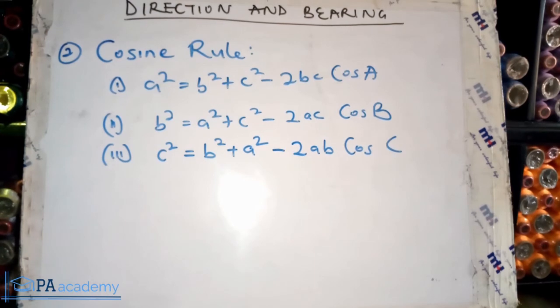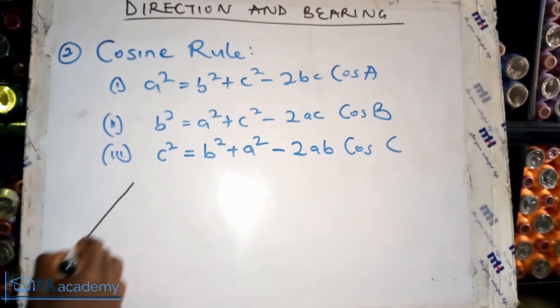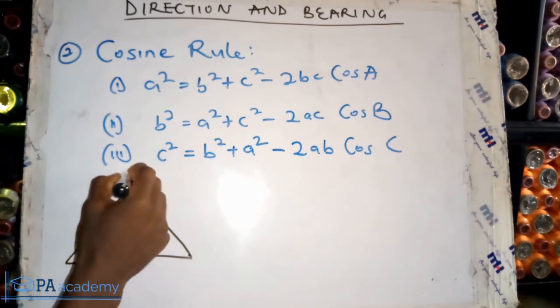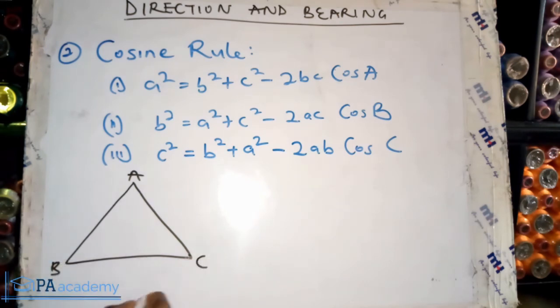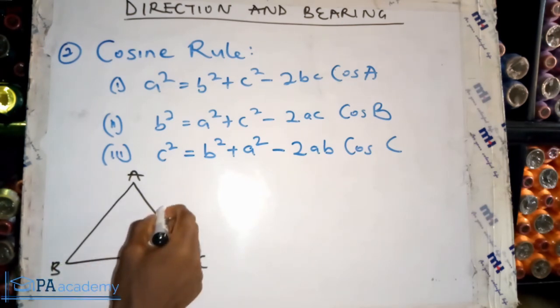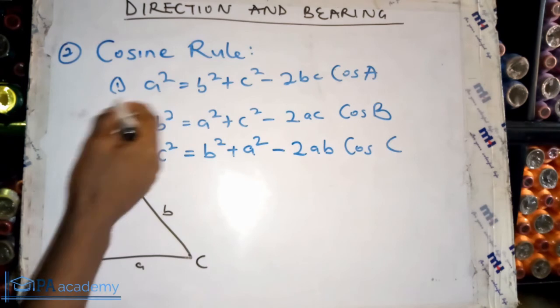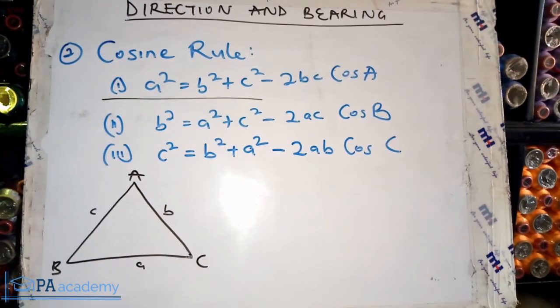Maybe after drawing your bearing from the question, you form a triangle. Let's give it A, B, and C. Then this is B, this is A, which I've explained earlier, and this is C. So the angle opposite is the one that is represented with the small letter. Let's pick the first one. For example, after you draw your drawing based on the question on bearing, you are looking for the value of a.